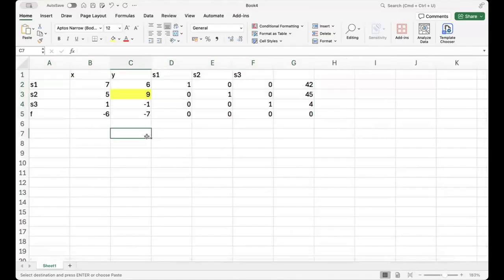Okay, look, what I'm doing is, once you determine the pivot element, the pivot element is here, right? Okay, I just copy everything first, copy everything.